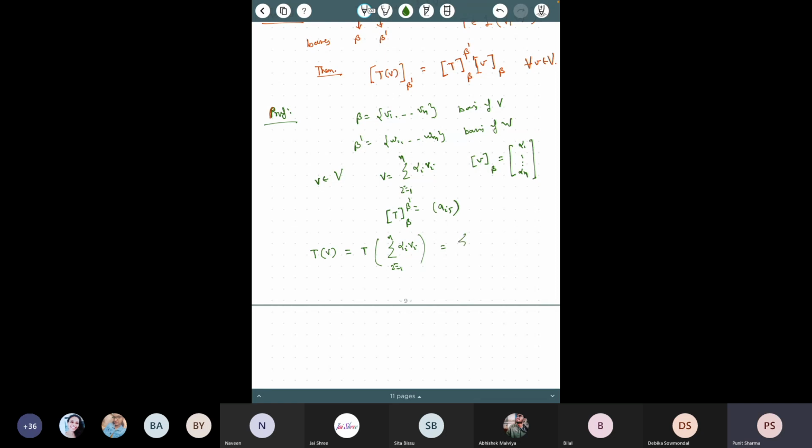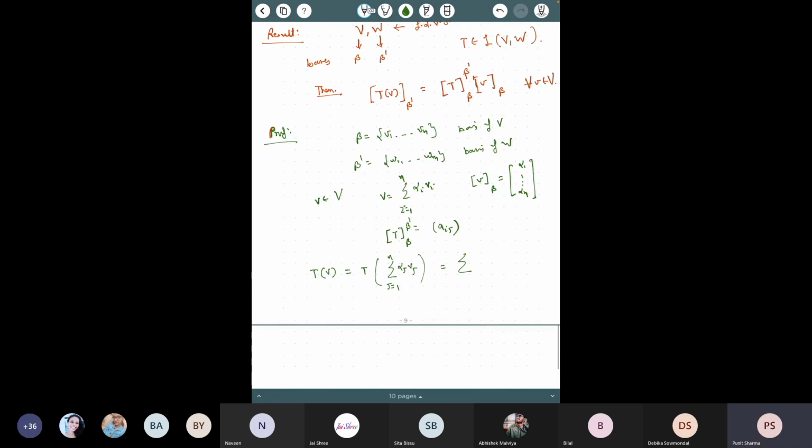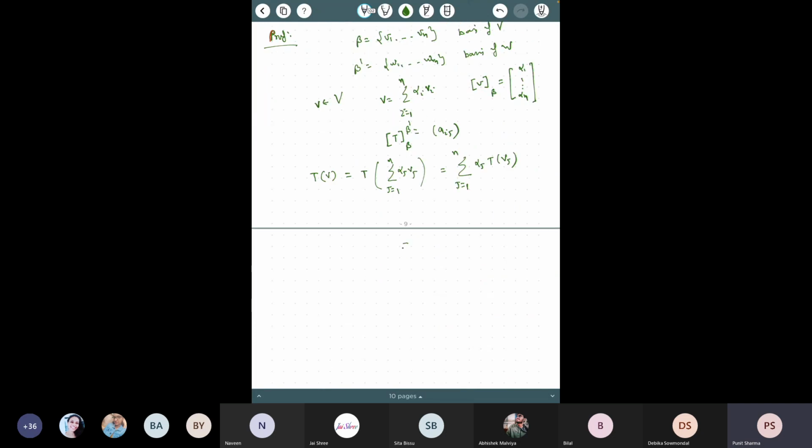So let me just change this notation here. Let's say V is the sum of alpha j Vj, j equal to 1 to n. Then you take T inside. So it means the sum over j equal to 1 to n of alpha j T of Vj. Again fine. Now what? Can you tell me the next step?